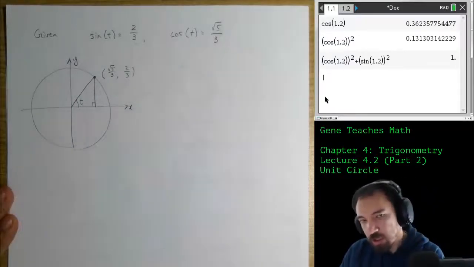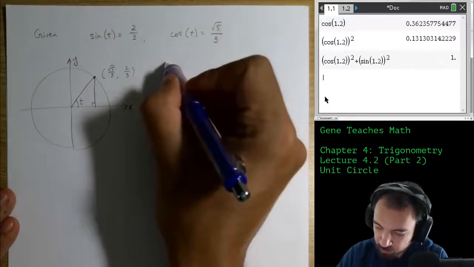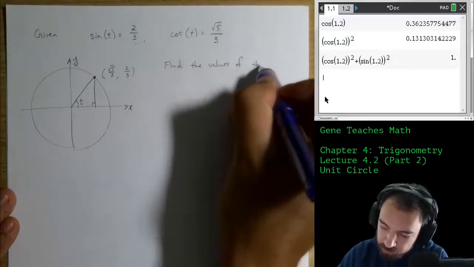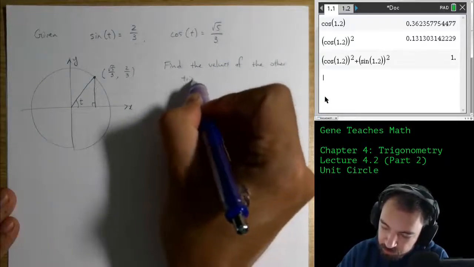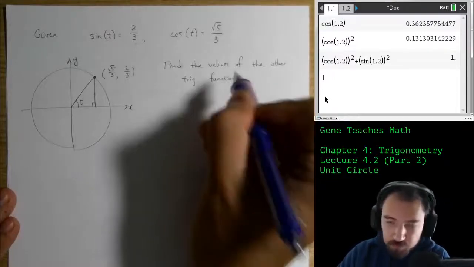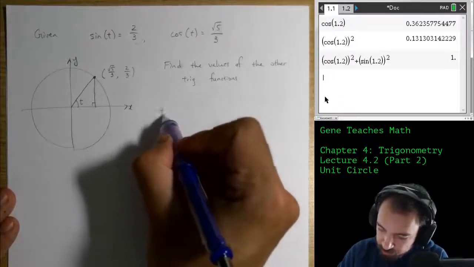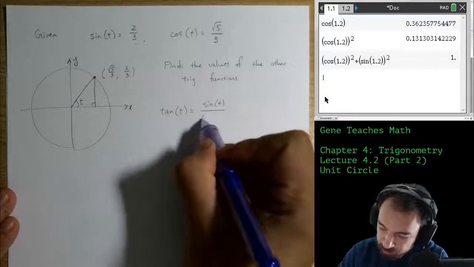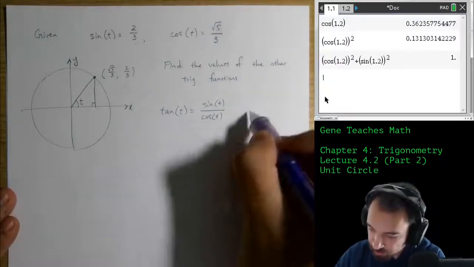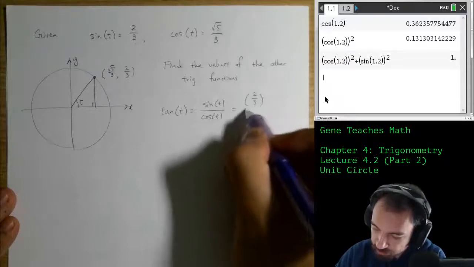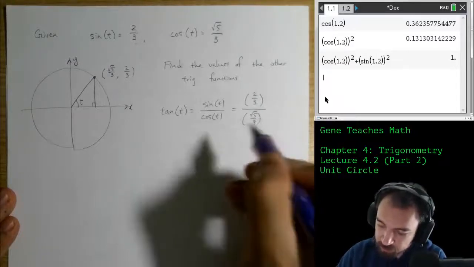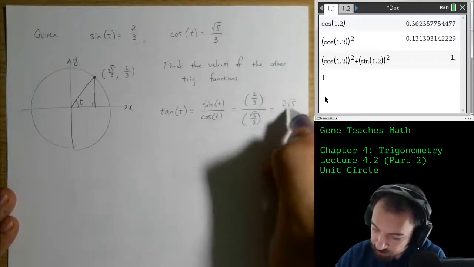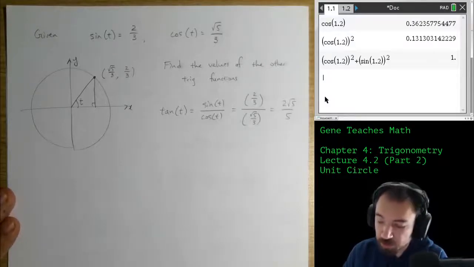Okay. What would we like to do with this? Let's say our goal is to find the values of the other trigonometric functions. Well, we know that tangent of this angle t is going to be sine of the angle t divided by cosine of the angle t, which for us is simply going to be 2/3 divided by square root of 5 over 3. And if we simplify this down and rationalize the denominator, we should end up with 2 root 5 over 5. Well, it's a number.